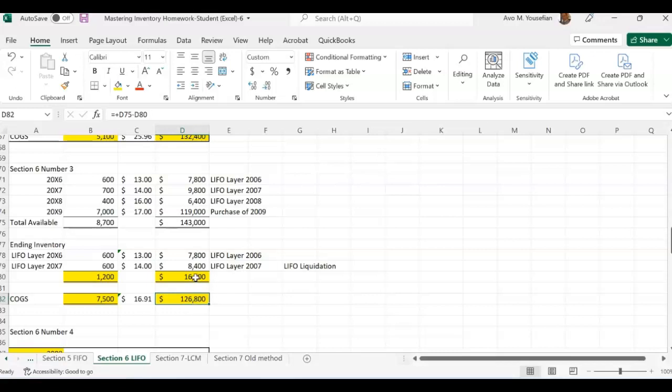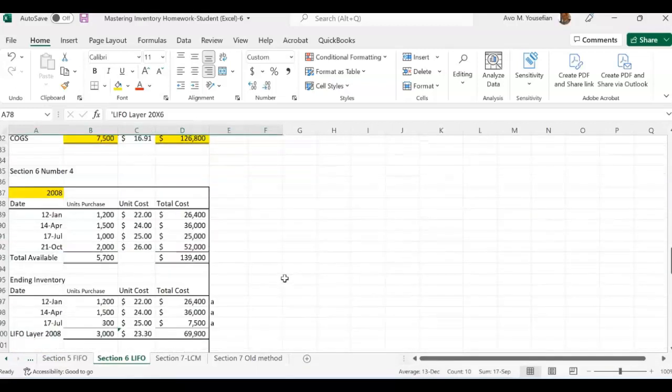So where that 16,200 goes, that goes in the balance sheet as ending inventory. But the company knows that the 16,200 in the balance sheet consisted of 2 remaining LIFO layers from 2016 and 2017. Good.